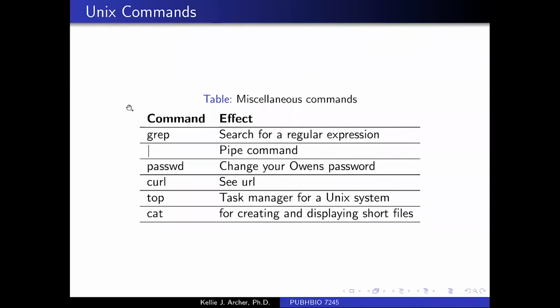So some useful Unix commands are grep. Grep searches for a regular expression. Again, there is a grep expression in R, so there's a lot of similarity between certain R commands and Unix expressions. You do not use parentheses in Unix, however. So in Unix, the vertical line is the pipe command. You can also use passwd to change your password. CURL literally stands for see this particular URL that you type. We'll look at that. You can also use top for looking at the task manager for a Unix operating system. And you can use cat for creating and displaying short files. All right, so we're gonna use grep along with some of our other commands we've already seen in combination with this pipe command.